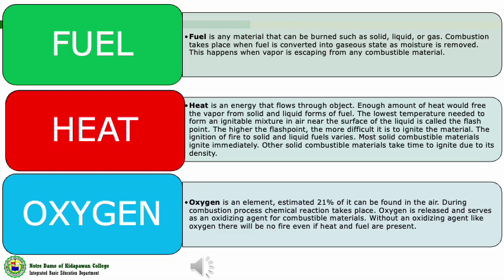Combustion takes place when the fuel is converted into gaseous state as moisture is being removed. This happens when the vapor escapes from any combustible material. Then we have heat. Heat is an energy that flows through the object. Enough amount of heat would free the vapor from solid and liquid forms of the fuel. The lowest temperature needed to form an ignitable mixture in the air near the surface of the liquid is called the flash point. The higher the flash point, the more difficult it is to ignite the material.